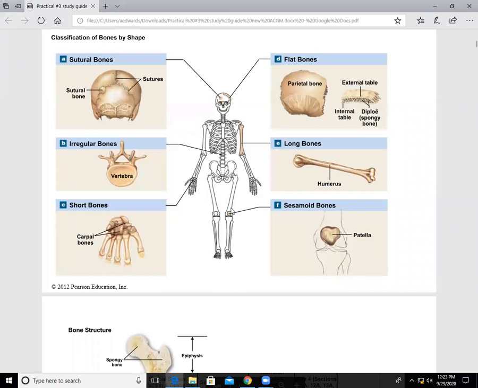The patella is a sesamoid bone, kind of like a sesame seed shape. Bones in your wrists and ankles are short bones. Your vertebra is an irregular bone, okay? So you'll get a chance to look at bones in the skeletons today and also in these boxes.